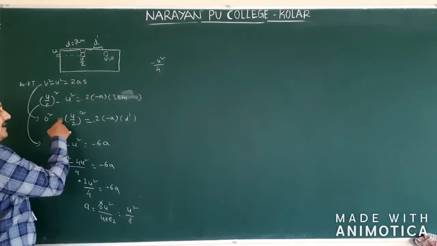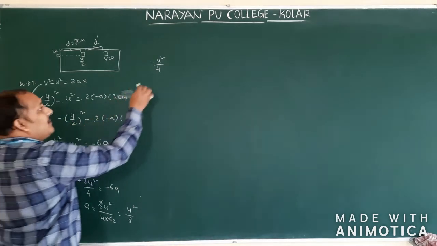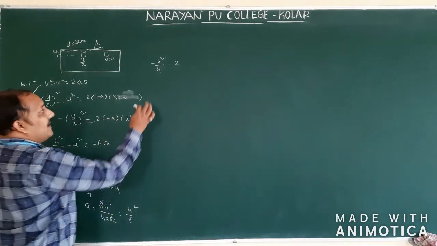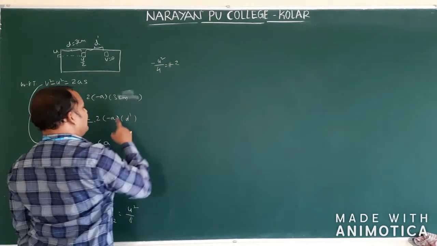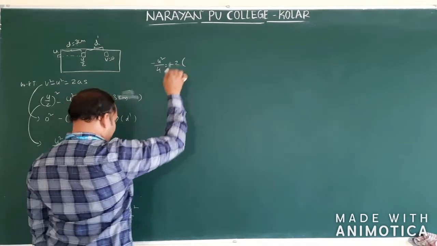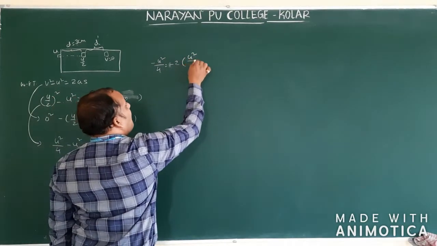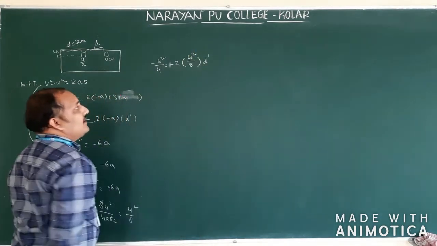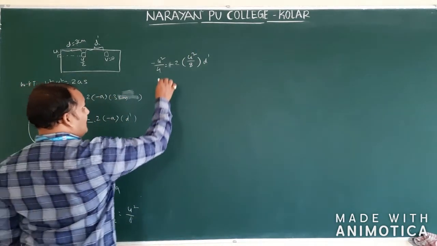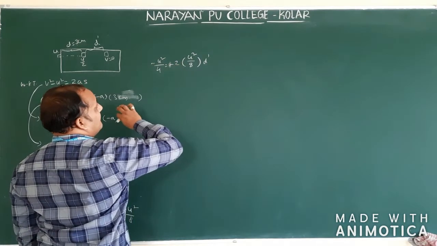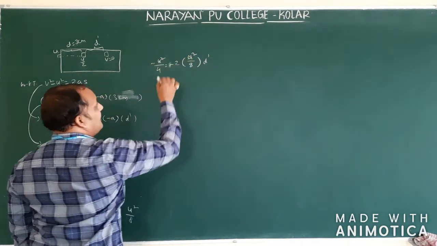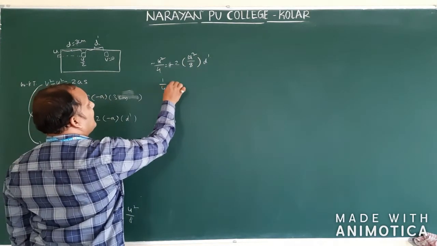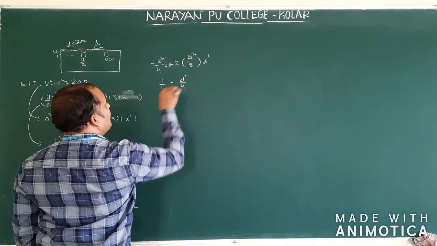This minus is outside. u square by 4 is equal to 2 into this a value, how much you got? u square by 8. Therefore, minus, this minus I am writing here. Minus a value u square by 8 into d dash. This d dash only we should find. Isn't it? So minus will be cancelled. u square will be cancelled. This is 2 by 8. 2 by 8 means how much? 1 by 4 is equal to d dash.